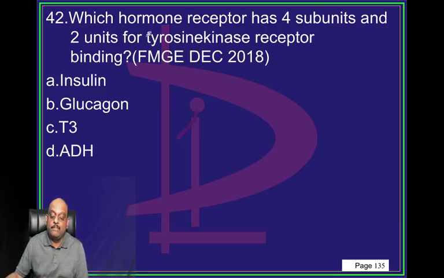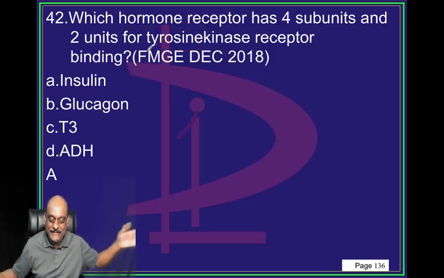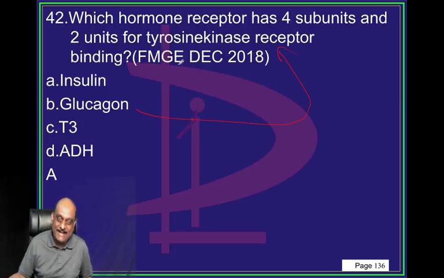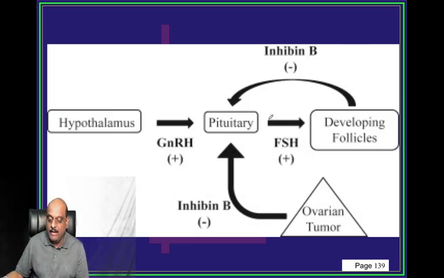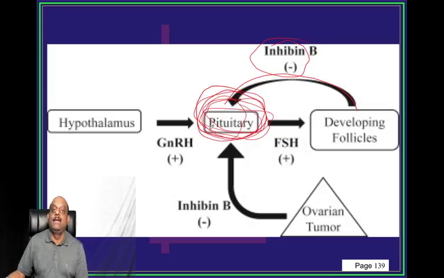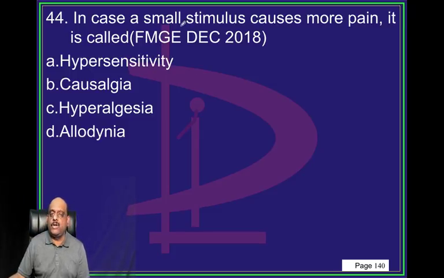Okay? So, now doctor, which hormone receptor has 4 subunits? Tyrosine kinase activity. What is your answer? Of course, our insulin has tyrosine kinase activity, you can't forget. Name this hormone which has an inhibitory effect on developing follicles, and it is also the one which has an inhibiting effect on the pituitary. So it is inhibin B. Inhibin B typically from the developing follicles has an inhibitory effect on pituitary, is what you need to appreciate.